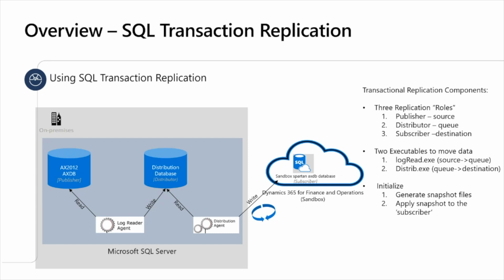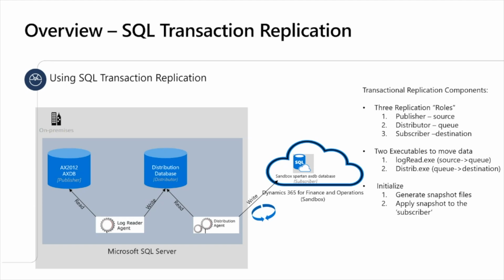Then we have subscriber. Subscriber, in this case, is a database instance that receives the replicated data. In this case, it's nothing but your sandbox finance and operations database, right? So that's my target. So we have publisher, distributor, subscriber. Then we have two executables that are important to understand and monitor. One is replication log reader agent.